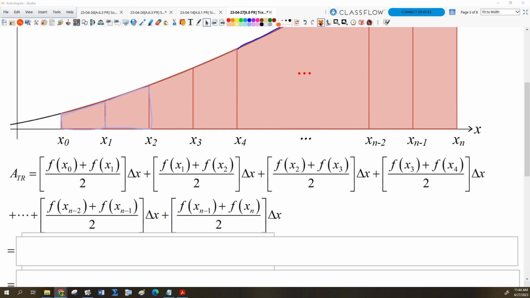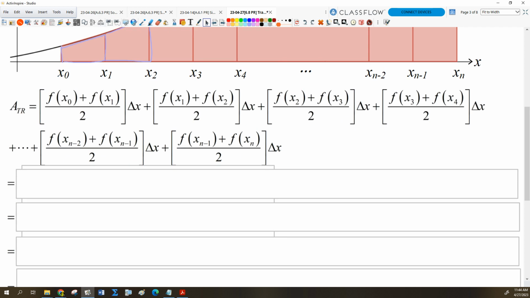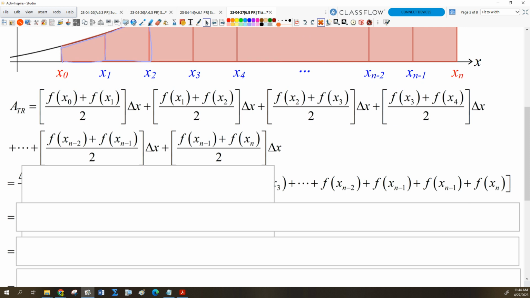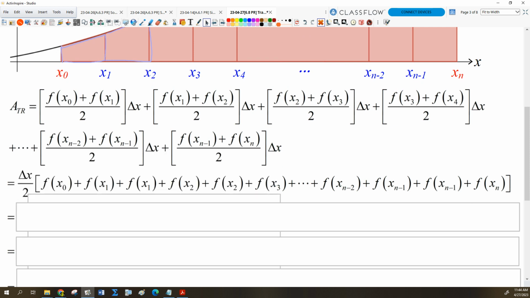Okay? Well, that's not going to be a very convenient way to do it for a large number of trapezoids. So we have to figure out a way to sum this stuff. Okay, well, let's factor out a delta x from each of those. What is that doing?